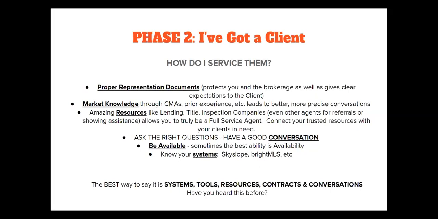So phase one, that's why it took so long, because that's your foundational piece. Right. And you'll see phase two is quicker and easier. Phase three is even faster. There's a little bit less responsibility for you to do in phase three. So phase one and two, there's more responsibility. Okay, cool. The best way to say these things are, how do I service a client? Have your systems, tools, resources, contracts, and conversations ready. Be up to date. Okay.